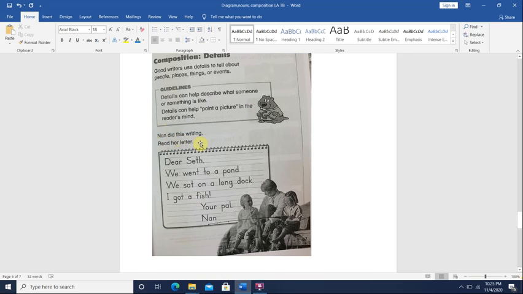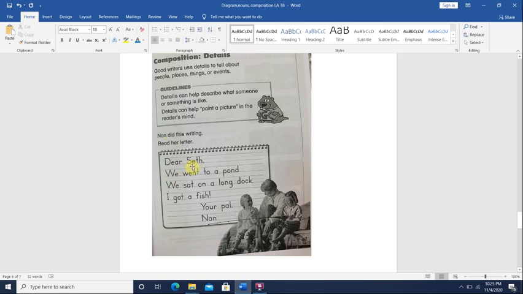Nan did this writing, okay? And she wrote a letter. She wrote a letter to her friend Seth, okay? So she starts the letter with a greeting. When you start a letter, you start it with the word dear. Okay, and you write the name of the person that you're sending it to.